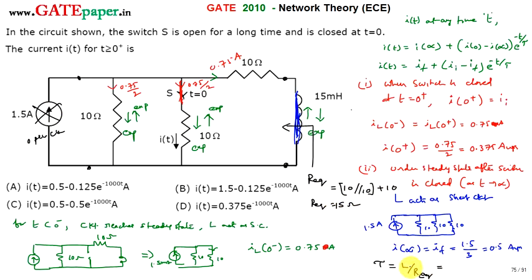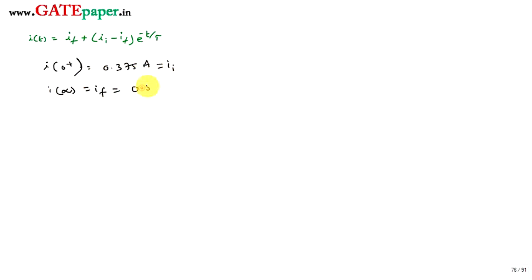So tau can be written as L by R equivalent. L is 15 millihenry, divided by 15 ohms. So this will be equal to 1 millisecond. Tau value is 1 millisecond. So this is the equation for the current. We know I of 0 plus is 0.375 amperes, I_F, that is I at infinity, is 0.5 amperes, and tau is equal to 1 millisecond, that means 10 power minus 3 seconds.